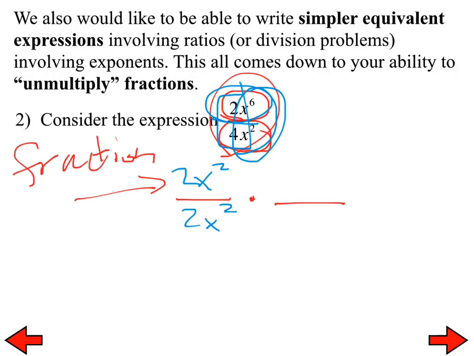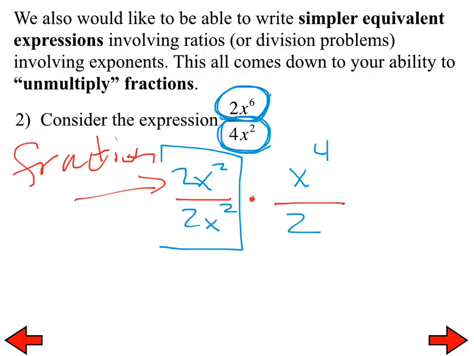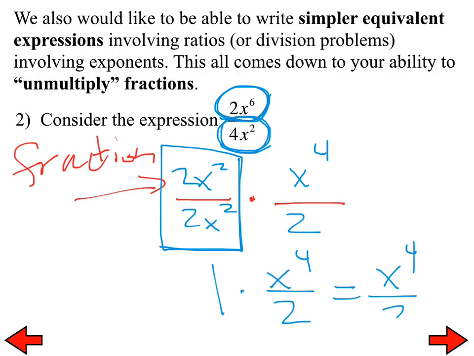Now, if we pulled away from this, it's a big mess. Let me do some erasing here. What's left once I pulled out the 2x to the second from that? It's x to the fourth. Good. Once I pull the 2x to the second out of this, what's left? It's 2. Now what we've done here is we've created, by unmultiplying, a fraction that is equal to 1, and what's left is times x to the fourth over 2, which means that simplifies to x to the fourth over 2.